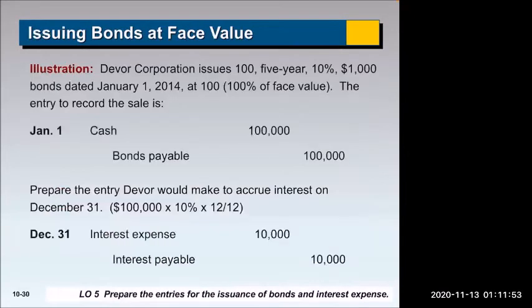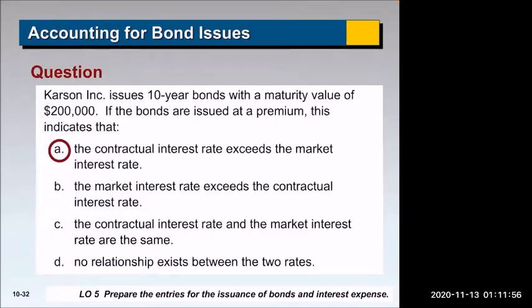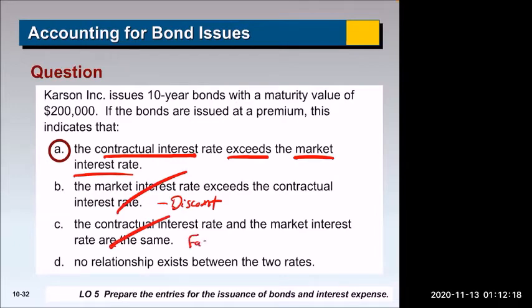Let me fast forward back through this. So the contractual rate exceeds the market, doesn't it? That's what we just saw on that slide. The market rate exceeds the contractual rate? No, that would be a discount, wouldn't it? The contractual rate and the market rate are the same? No, that would be at face value. So guys, please remember when you're studying for tests, it's almost as important to understand why these other answers are wrong as it is to know why A is correct.